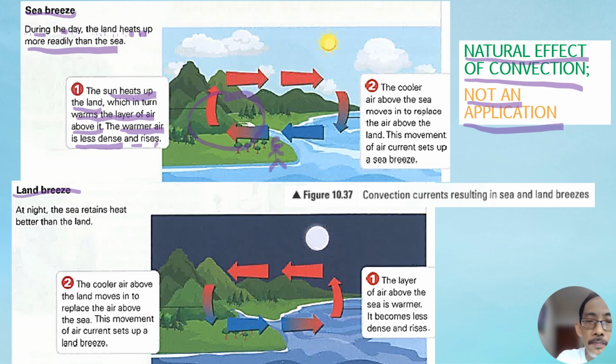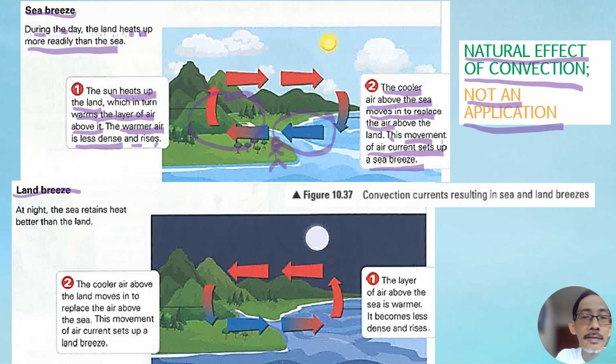So you can see here, next point, the cooler air that is above the sea moves in to replace the air above the land. You can see the arrow here. So there is a movement of cooler air towards the land. This movement is then called a sea breeze. Why did I draw a man here? You can see if you are standing there, where is the direction of the air moving or wind blowing? It's blowing from the sea, right? So that's how you should remember this meaning.